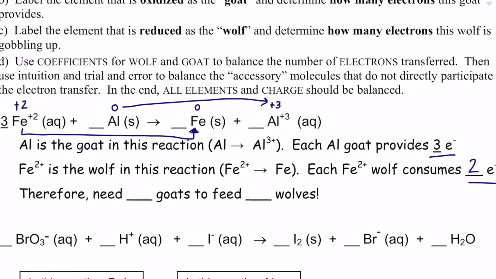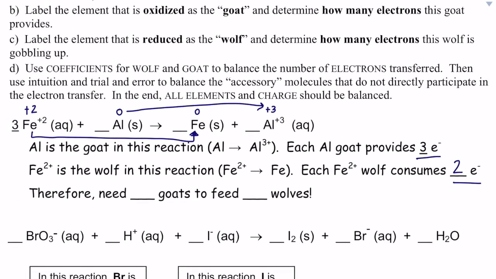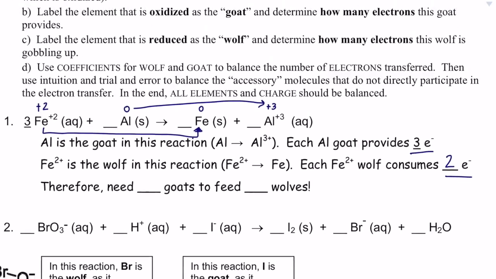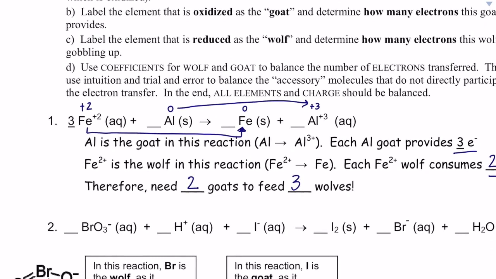So if we look at common factors, the common factor of this would be for aluminum to provide 6 and for iron to need 6. So therefore, if we need 6 electrons from aluminum, we would need 2 goats. And if we need our iron to consume 6 electrons, we would need 3 wolves. So this is how we get the balancing.